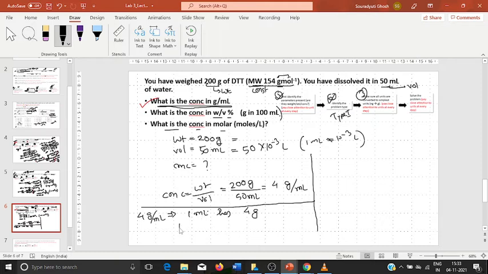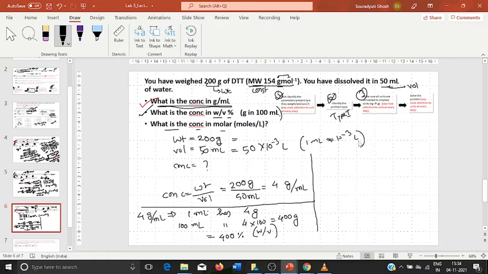So we do the unitary method here. 100 ml has 4 into 100 equals 400 grams. So that is your weight percentage concentration, so 400%. And you need to write in the bracket that it is weight per volume, because there is also another type of weight per weight concentration, so it should not be confusing. So 400% is the second one. That is also done.